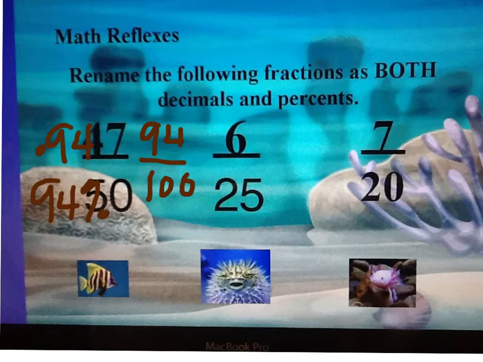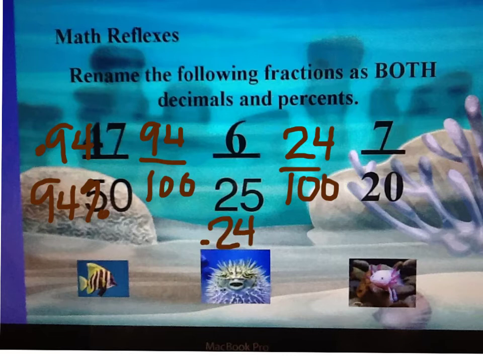Going from 6/25 to 100s, thinking about quarters. There are 4 quarters in a dollar. Quarters are 25 cents. So multiply the denominator and the numerator by 4, getting a top number of 24. 24 hundredths, 24%.